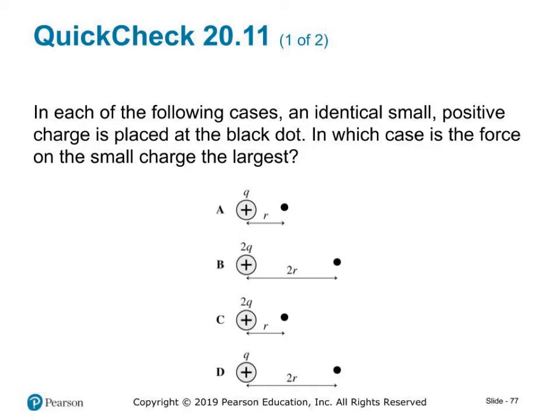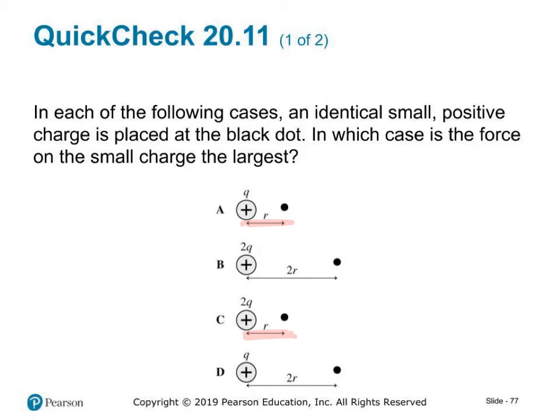All right, next up. In each of the following cases, an identical small positive charge is placed at the black dot, in which case is the force on the small charge the largest. Okay, so we've got several options. Now, generally, the ones we want to look at are the closest because distance is what matters most because it's got that r squared. So we're wanting to look for something that is the closest. Now, we're also going to have to look at the charge because we've got some things with similar radii. So the two we can narrow down to first are the ones that are closest together, and that is A and C. Okay, they're the same distance.